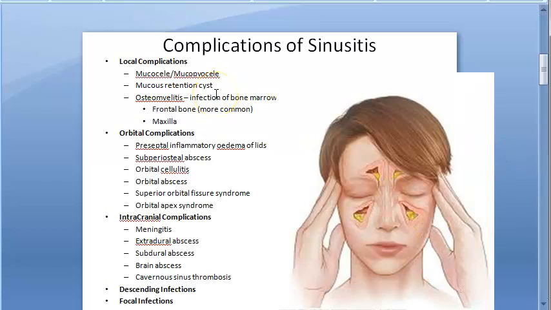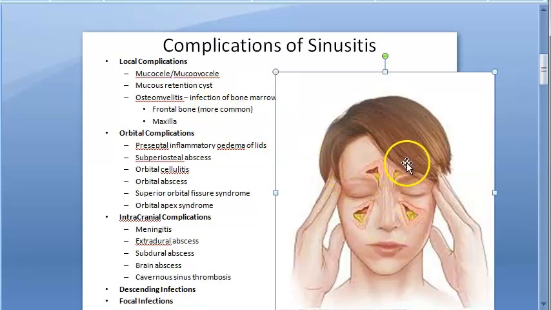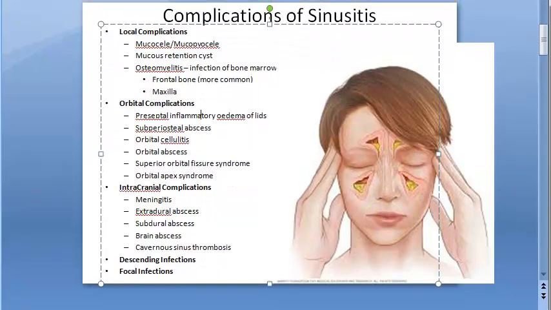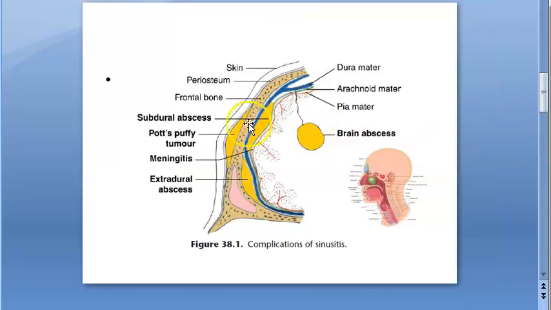So what are the complications? Local complications would be mucocele, mucopyocele, mucus retention cyst, osteomyelitis, that is infection of bone marrow. It can affect frontal bone or maxilla bone depending on the sinus which is affected. Orbital complications, try to tell them: preseptal inflammatory edema of lids, subperiosteal abscess, orbital cellulitis, orbital abscess, superior orbital fissure syndrome, and last one is orbital apex syndrome. Then we have the intracranial complications that we saw here: extradural abscess, subdural abscess, meningitis, brain abscess, and cavernous sinus thrombosis.